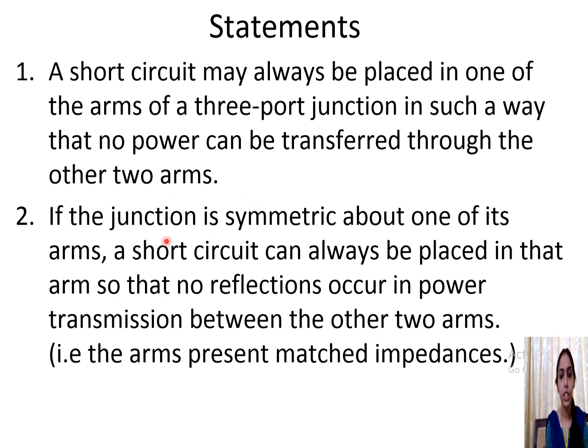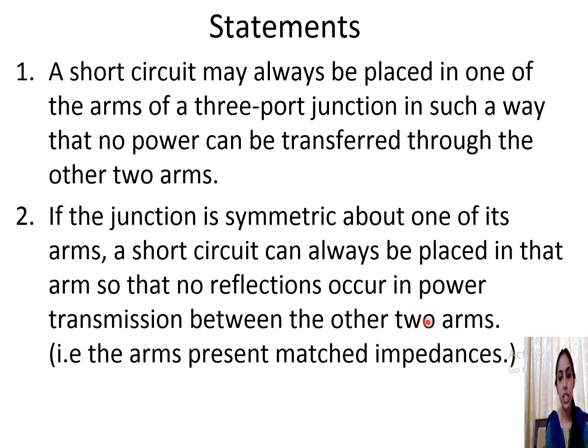And second thing, if a junction is symmetric about one of its arms, a short circuit can always be placed in that arm so that no reflections occur in the power transmission between the other 2 arms. So what do you mean by this? We are inserting, say, one particular port in between the 2 ports, and we are inserting it in such a way that it is symmetric about the other 2 arms. So there will be no reflection in the power transmission between the other arms.